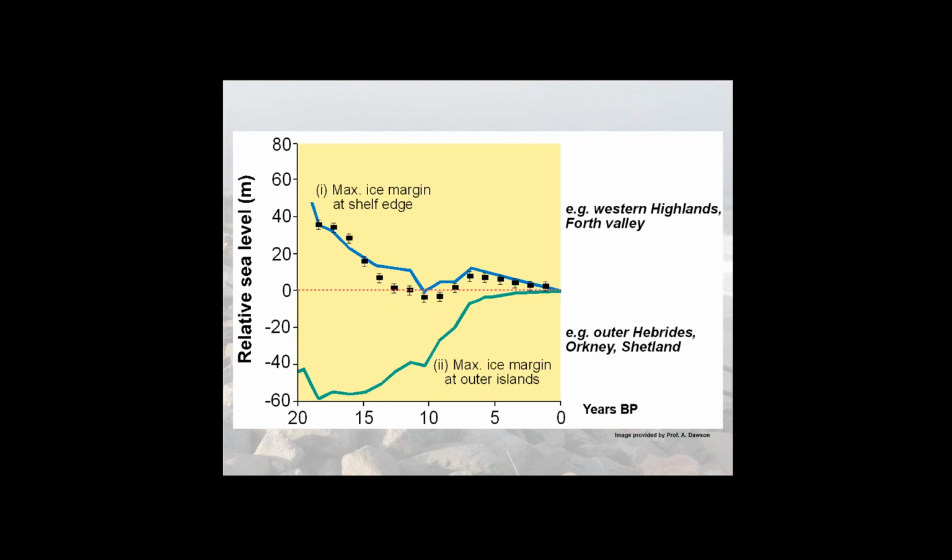However, this is the rub: if you go to the Outer Hebrides, the periphery, remember where the margin of the ice sheet was. The periphery, Shetland, Orkney, the Outer Hebrides, you start off down here the same way, but there the trend is exactly the opposite. And that is because it is, in a relative sense, submerging.